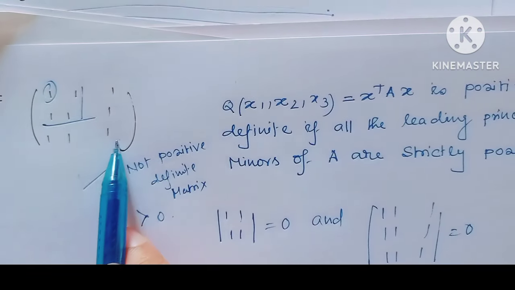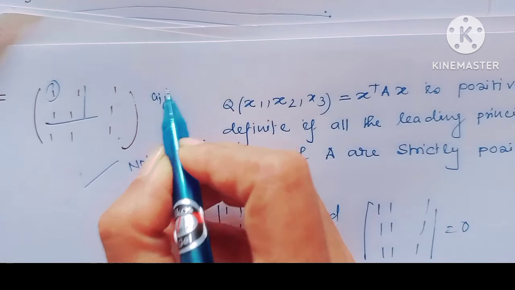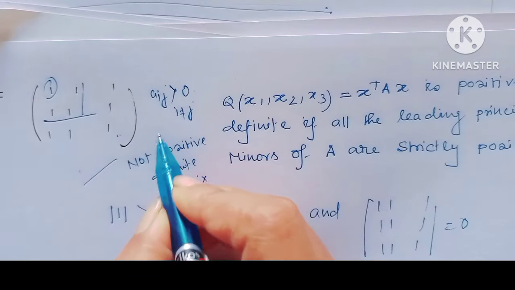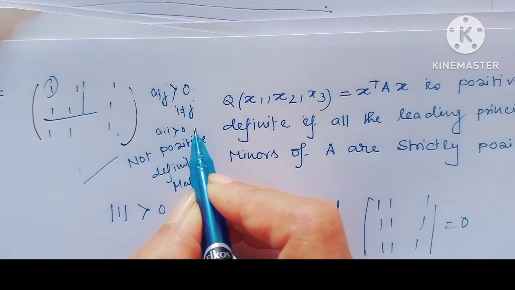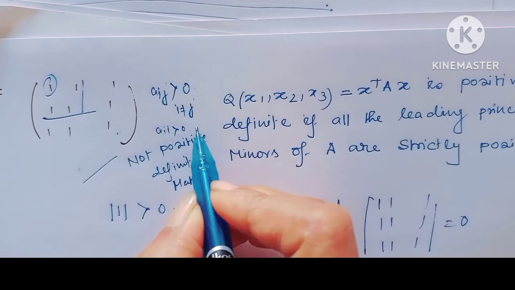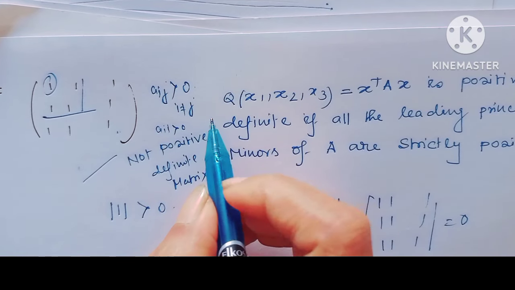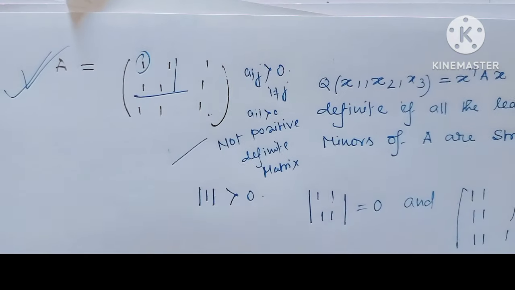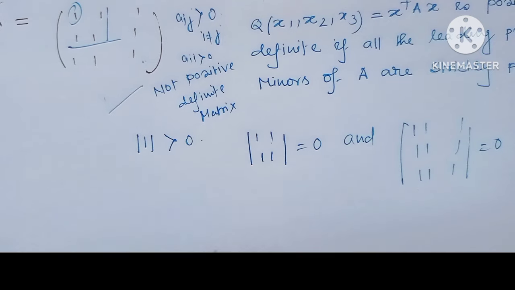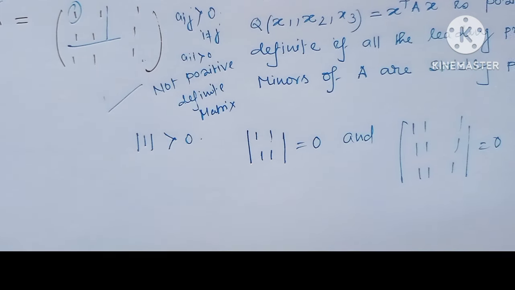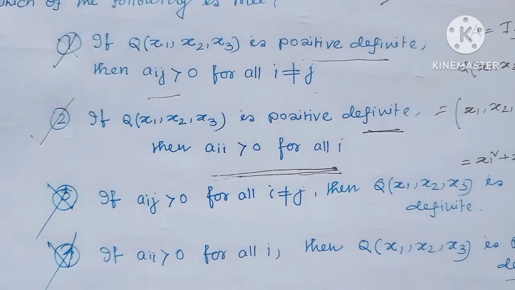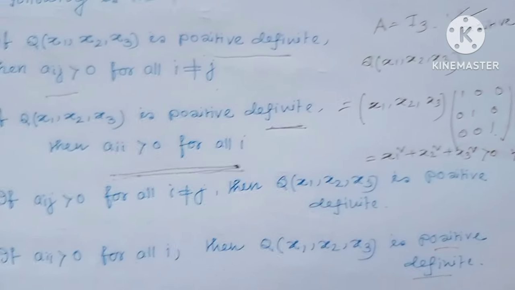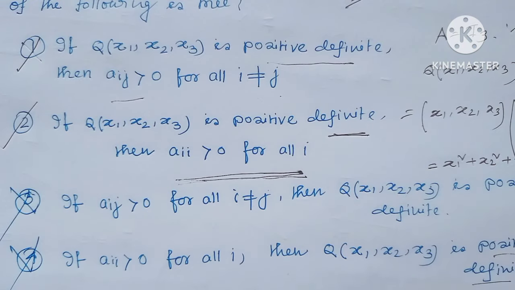But all aij are strictly greater than 0 when i not equal to j, and also all aii are strictly greater than 0. So by this example we can disprove options 3 and 4. Options 3 and 4 are also wrong, only option 2 is the right option. I hope all my viewers have understood. This type of question is actually very important for any competitive exam.